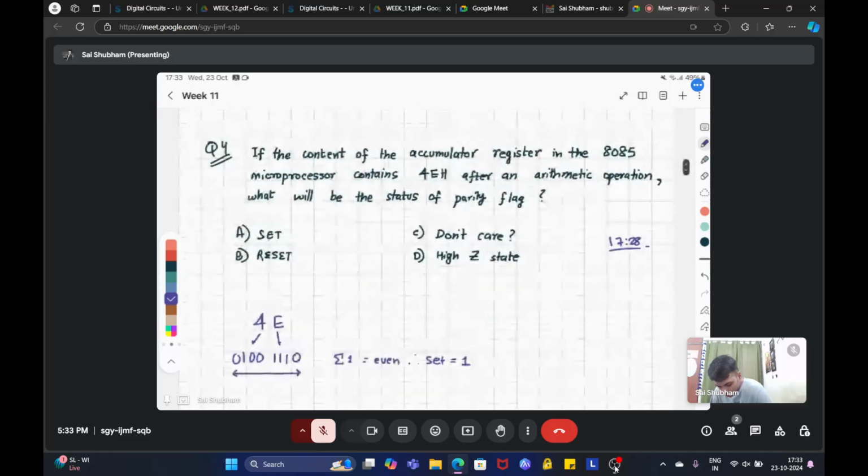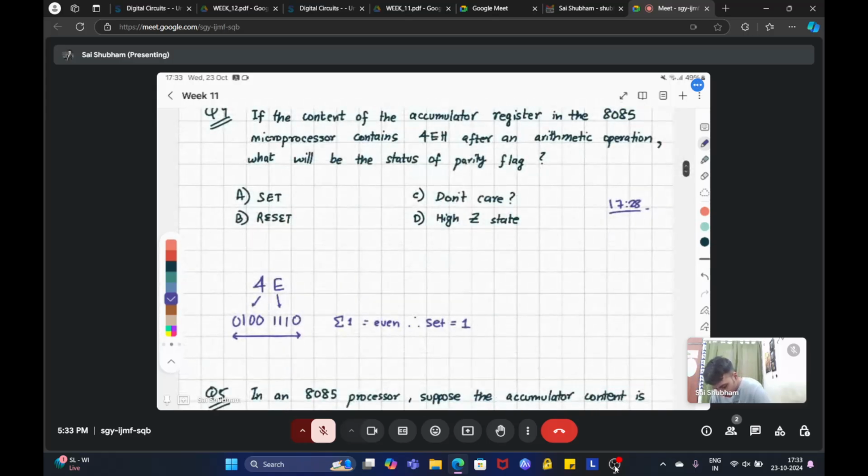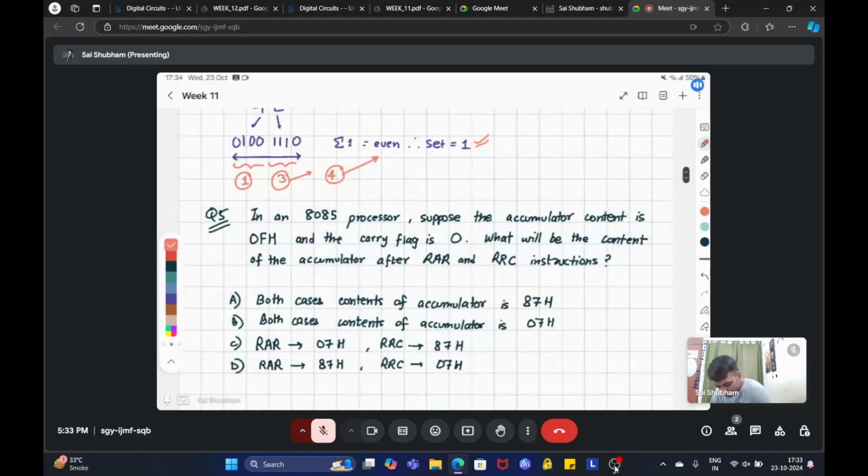So the answer: 4 can be represented in binary as 0100, so it has 1 one, and E can be represented as 1110, so there are 3 ones. In total, there are 4 ones, which is an even number. Therefore the parity flag is set to 1. That is, it is set. If it had been odd, it would be 0, which is called a reset condition. Moving on to the next question.